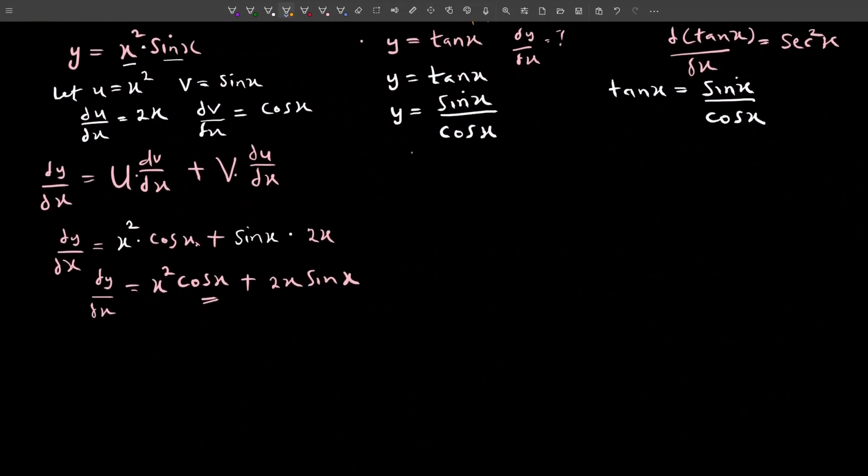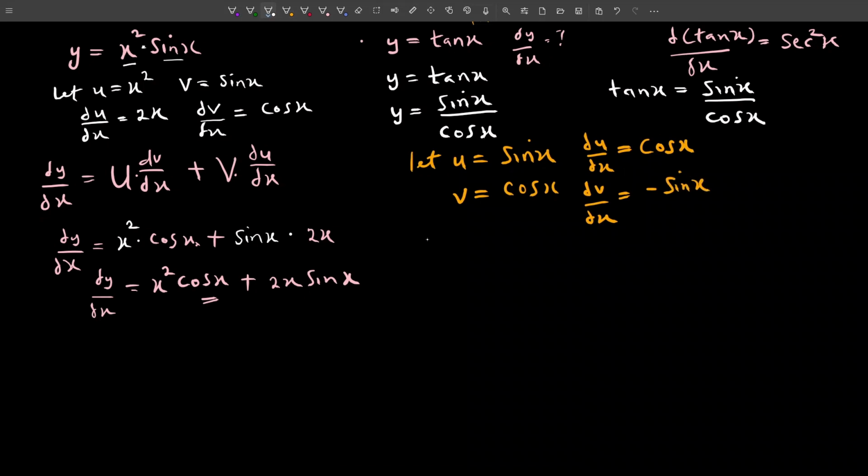So you can say let u be sine x, since it's on top, and let v be cos x. So differentiating u with respect to x, what do we get? We get cos x. And differentiating v with respect to x, what do we get? We get minus sine x. So we recall the formula for quotient. We know that dy dx is equal to v du dx minus u dv dx, all over v square.